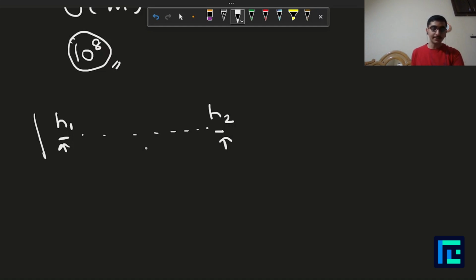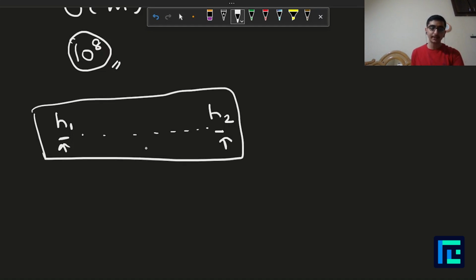So for now, let's consider only this case. Let's forget that there can be houses on the left side and on the right side and it is circular. Let's forget everything. Let's say H1 and H2 are two houses which are initially infected. I've given you that. All the houses between it are not infected as of now, right?